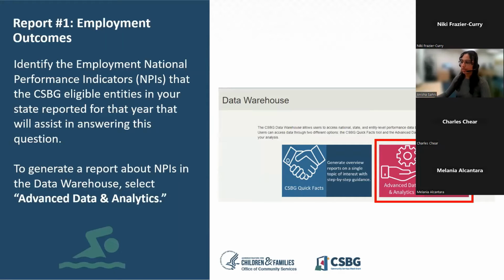In 2021, the CSBG eligible entities who reported employment outcomes had the option to set targets for several FNPIs. We will focus on FNPI 1G, unemployed adults who obtained and maintained employment with a living wage or higher for at least 6 months. So the data warehouse can help us furnish statistics about how to support this claim. To generate a report about the National Performance Indicator, we are now going to head to the data warehouse.